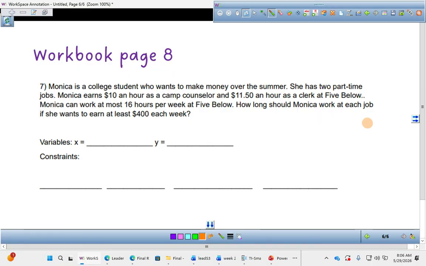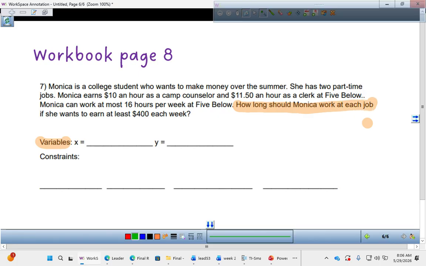So we talked about when we were finding the variables in this situation. It comes from the question part of the problem. How long should Monica work at each job? So the variables would be me answering that question. Monica should work this amount of time at this job and this amount of time at this job. So there's 2 jobs, and we're looking for the time she's working at each of them. So the first one would be her hours at. The second would be her hours at.